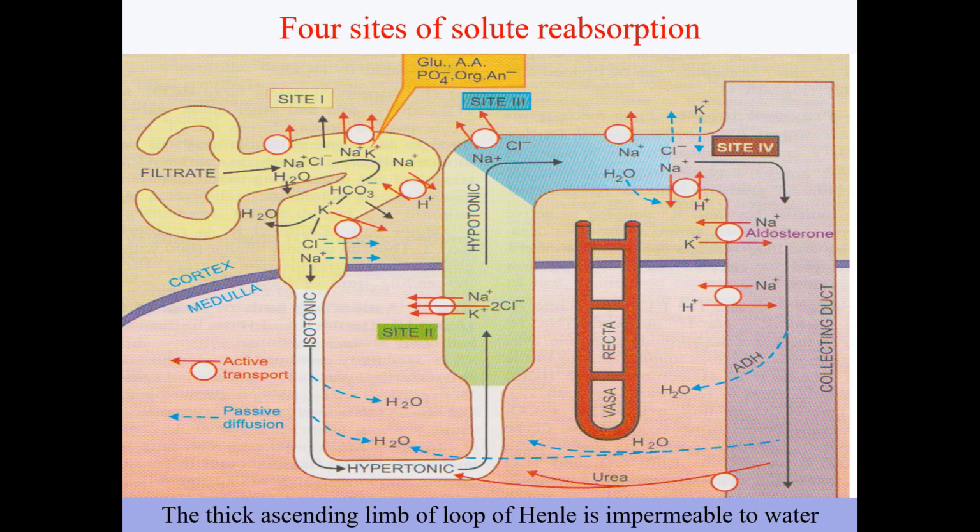Here you can see the 4 sites of salt absorption which I mentioned before. Here site 1, here site 2, here site 3, and here site 4. The thick ascending limb of Henle's loop is impermeable to water.